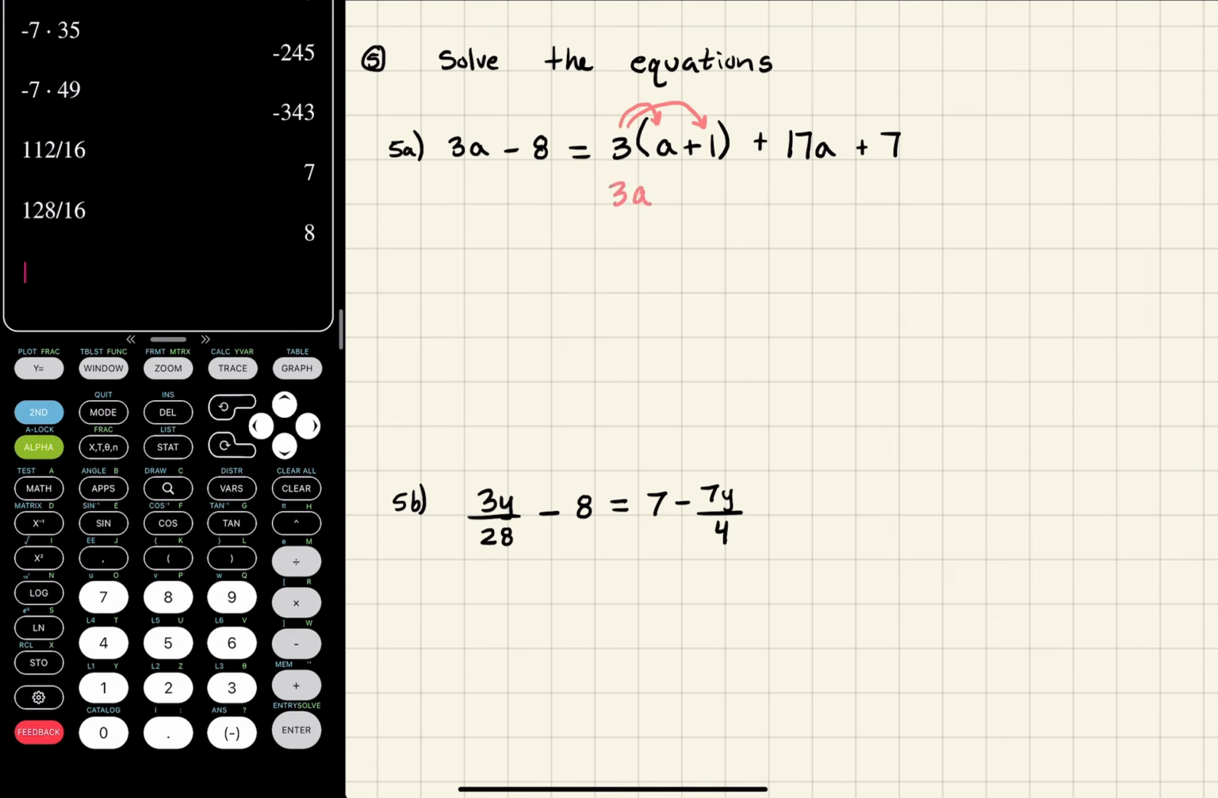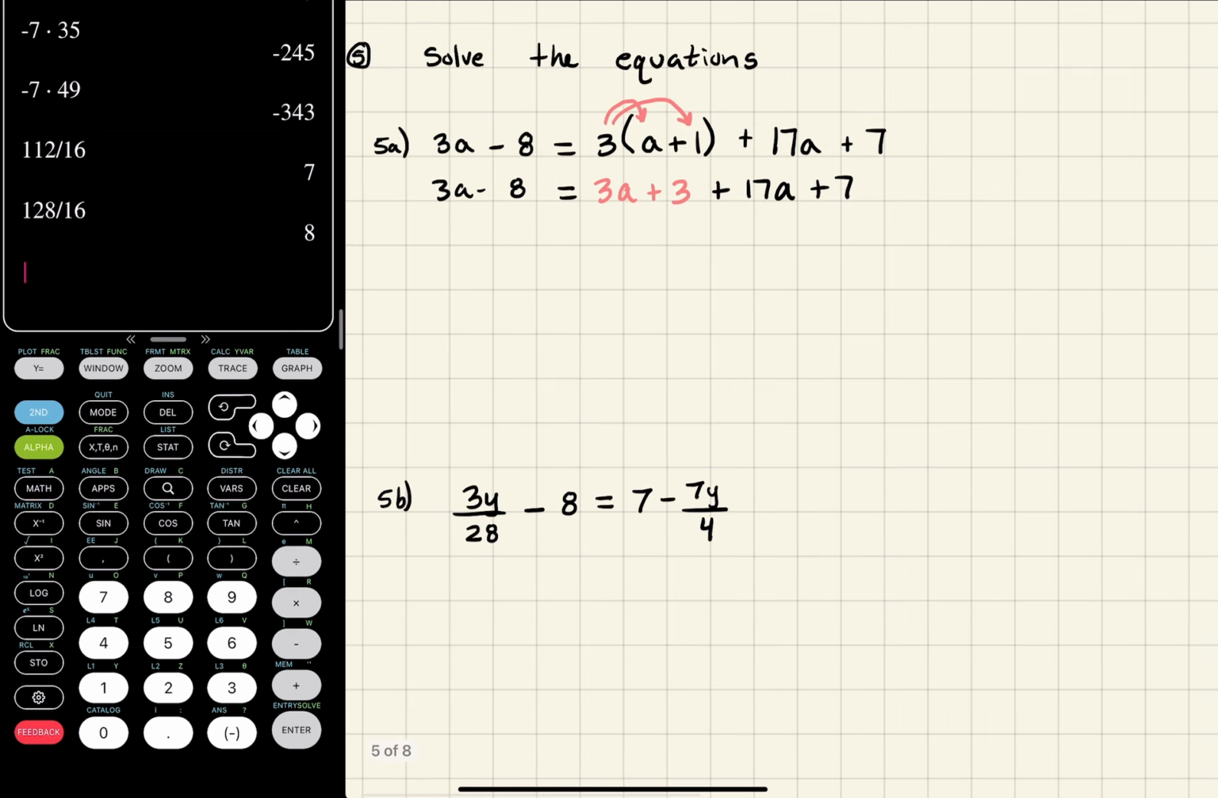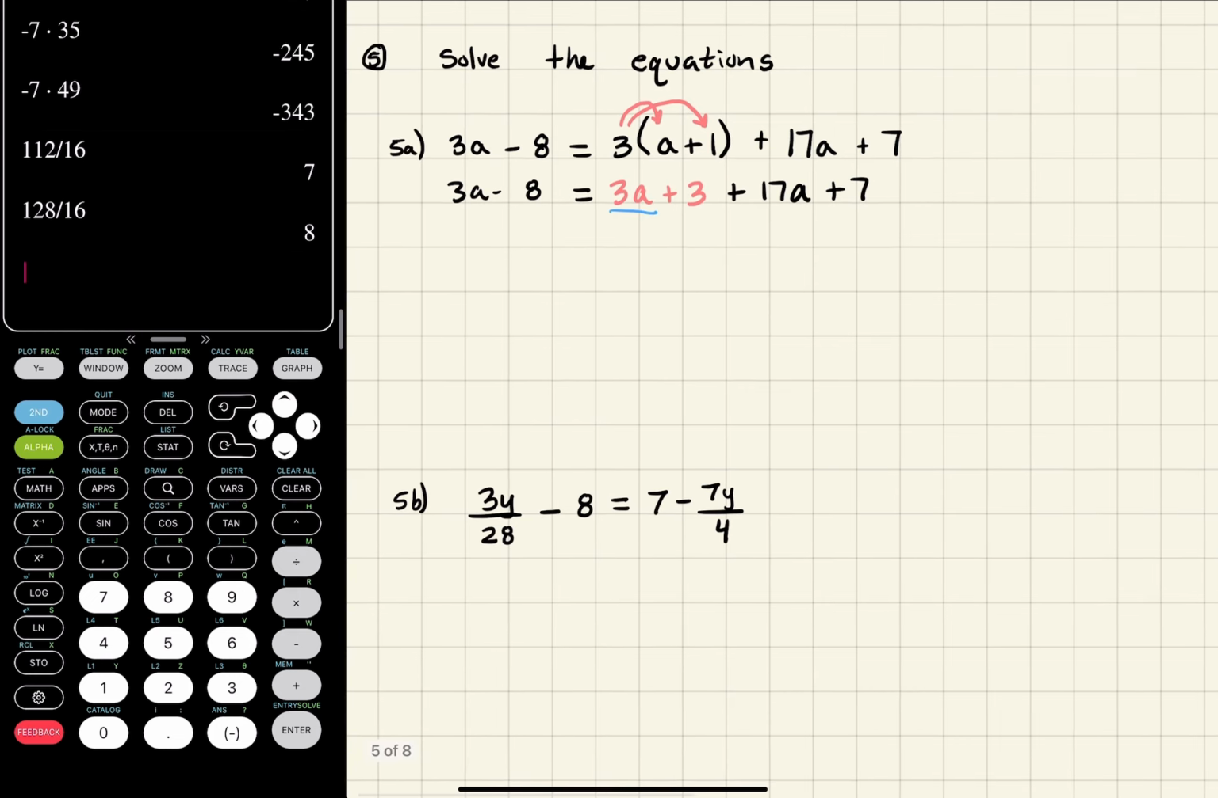3a, and then 3 times 1 is 3. Still have our 17a and our 7, so we'll just bring everything down. Then we'll combine like terms. So we've got 3a plus 17a, that's 20a, and 3 plus 7 is 10. Bringing everything else down.